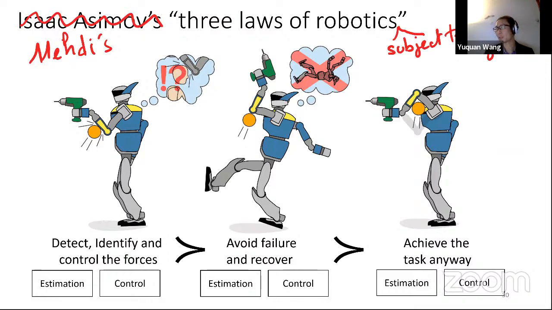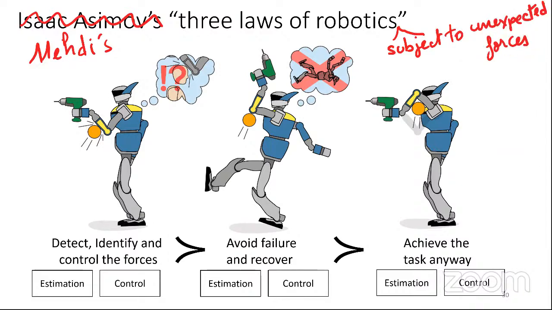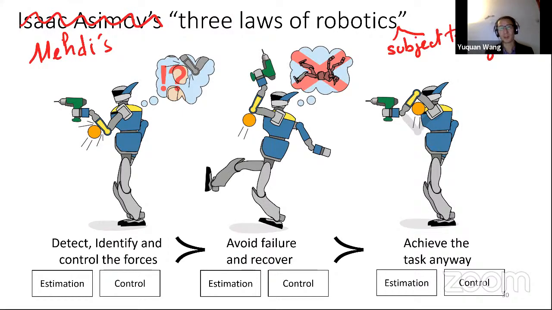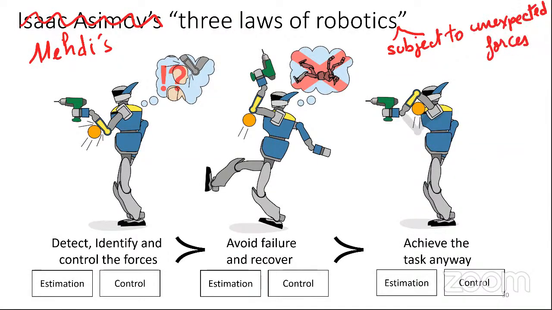Well, if no one is willing to grab this opportunity, may I ask one point, Mehdi? Yes, please. Basically, according to your three levels of tasks, I'm mostly working on the first level, that is detect, identify, and control the external forces. So I'm wondering, is it possible to estimate the external force without using a force torque sensor, only using encoders and IMUs?